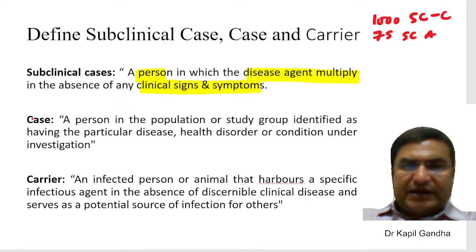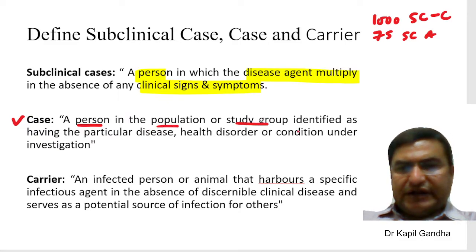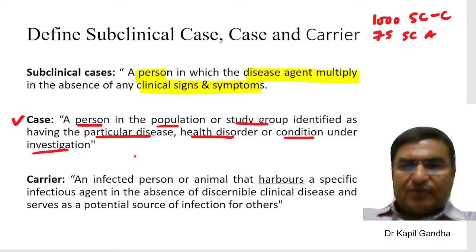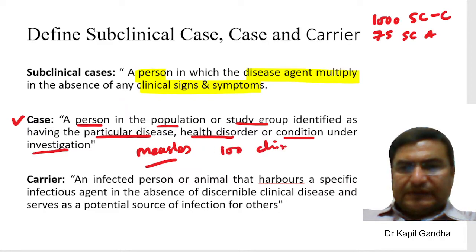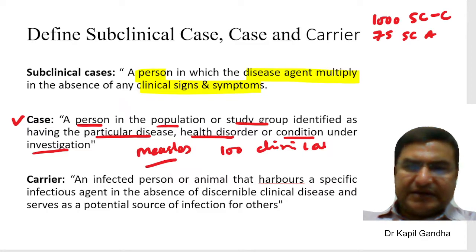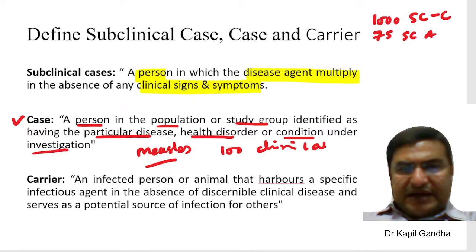Second is, what is a case? It is a person in the population or study group identified as having a particular disease, health disorder or condition under investigation. For example, a case of measles. It is a 100% clinical case. We don't see any subclinical case or carrier in case of measles. In the same way in rabies, the scenario is the same.